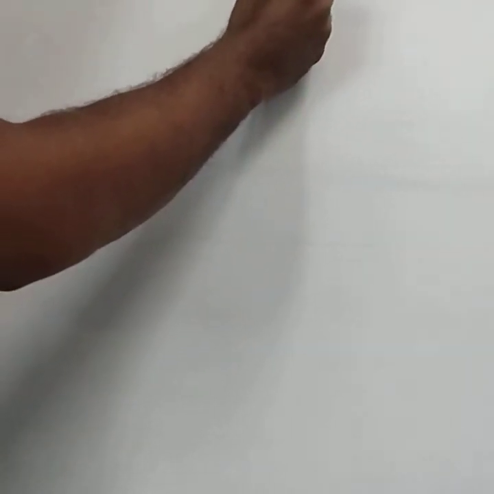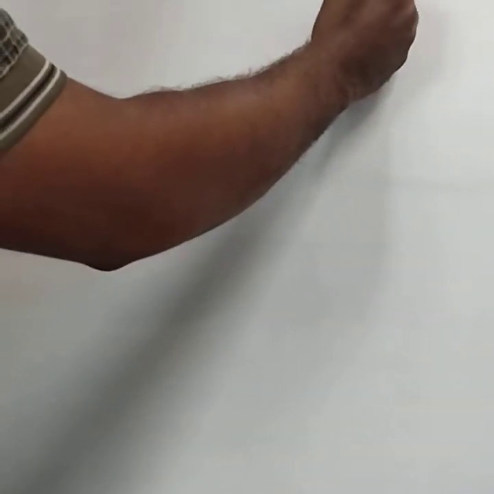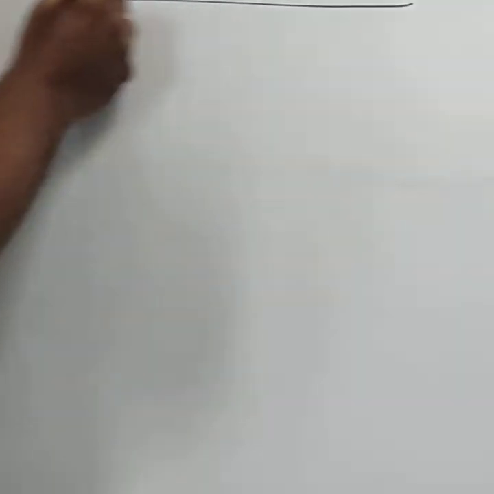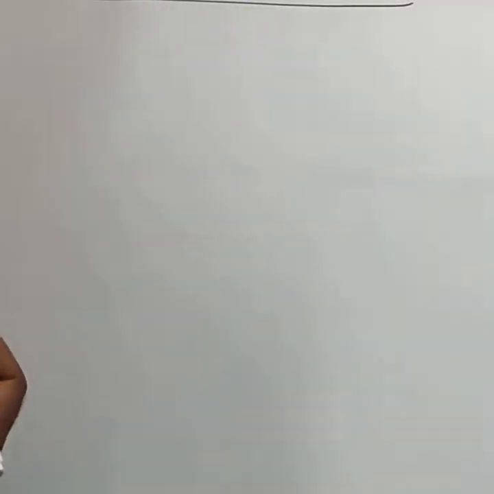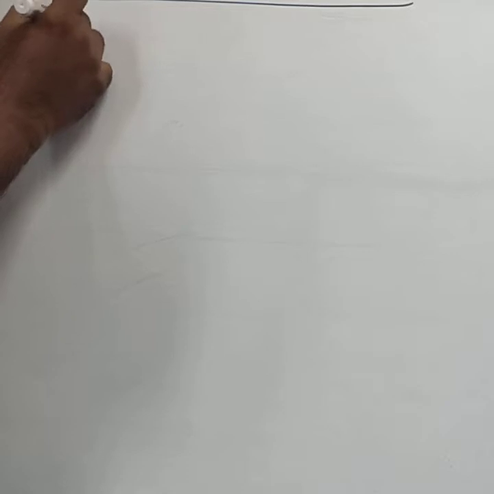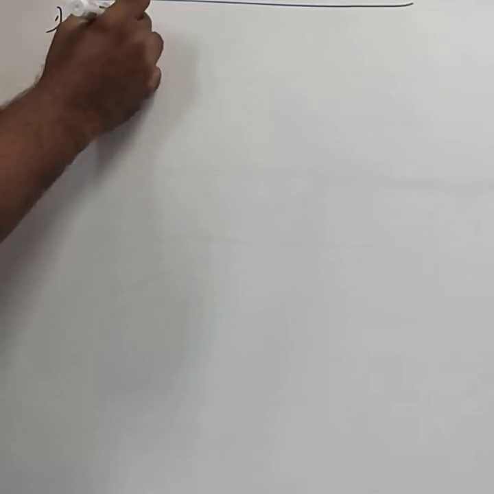Hello students, in the last class we studied the acidic nature of phenol. In this class we will study the next property, called electrophilic substitution. Electrophilic substitution reactions. In these reactions, the first one is bromination.